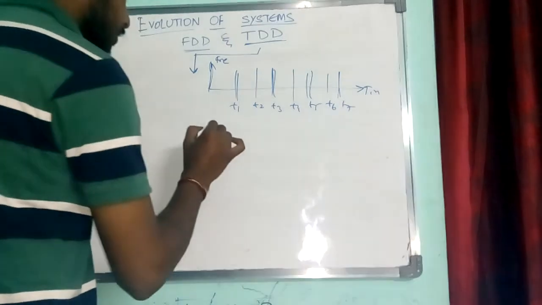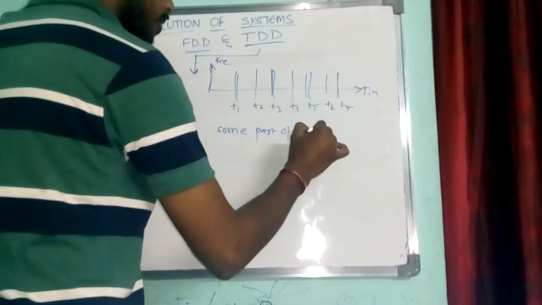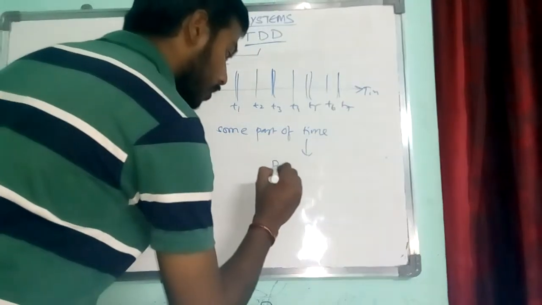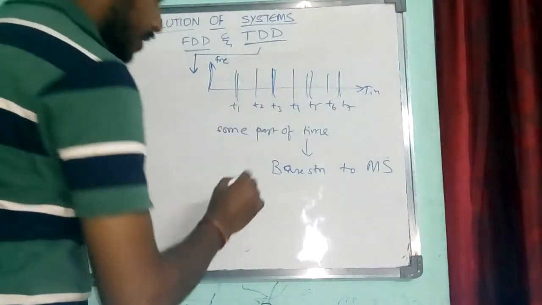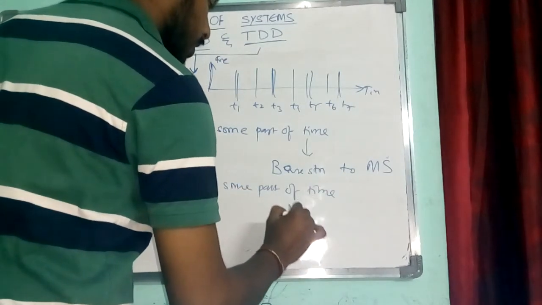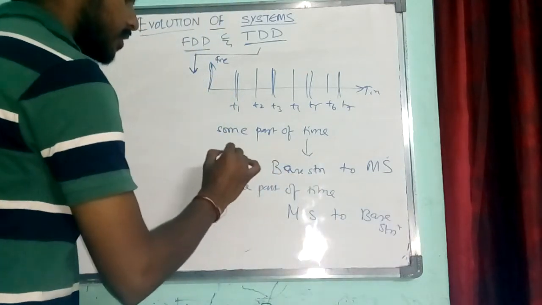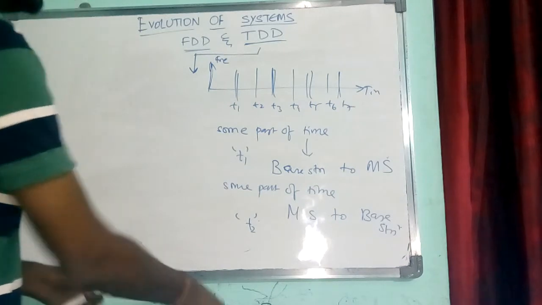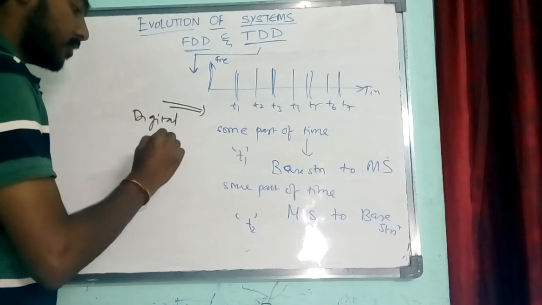Now what happens is, some part of the time is used to transmit the signal from base station to mobile subscriber, and some part of the time is used to send the information from mobile subscriber to base station. Let's say here T1 is the time, this will be T2. But the interesting thing here is, TDD uses a digital modulation technique.